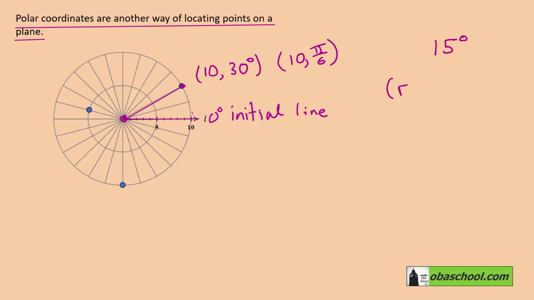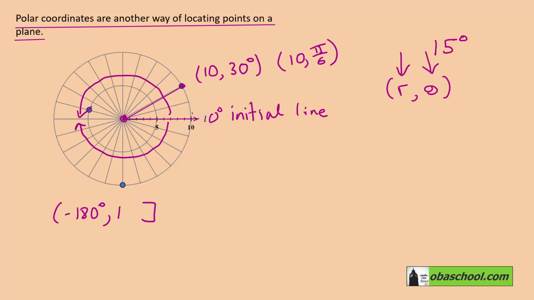Polar coordinates are always given in the form r, theta, where r is the distance from the origin and theta is the angle to the initial line. Note that angles can be given on different domains. A common domain is to go from 0 backwards to here, so that would be negative 180 degrees or negative pi radians, and then go forward 180. The 180 is the one that's usually included.